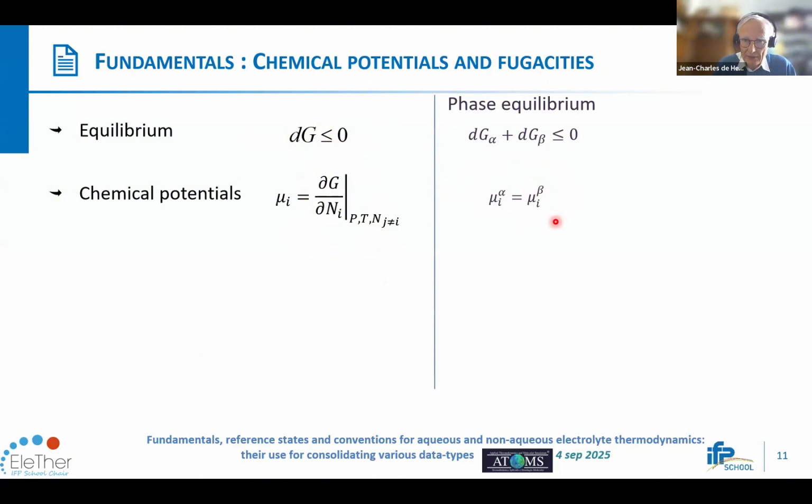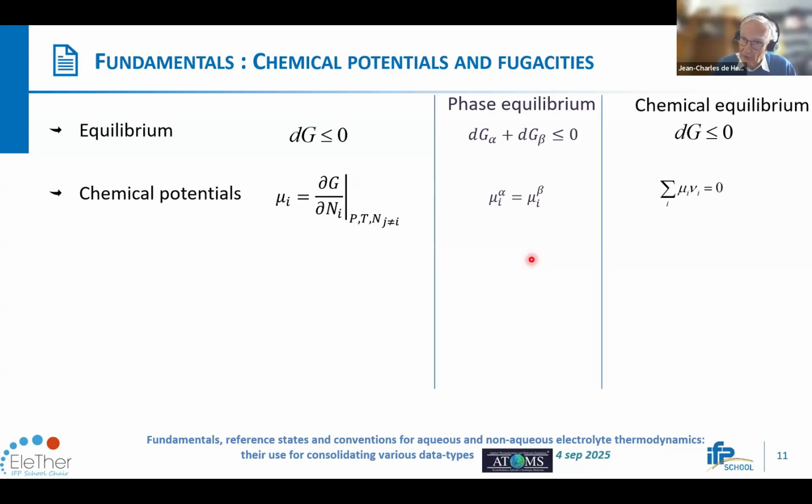When you look at phase equilibrium, the chemical potential in all phases for each compound must be equal. And when you talk about chemical equilibrium, because as I pointed out in the introduction, we will have to deal with both at the same time, you end up with this type of equation where nu is the stoichiometry of the reaction that may occur.